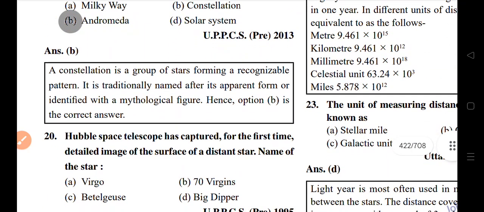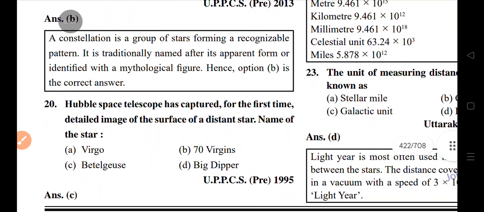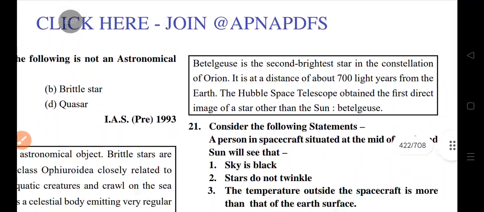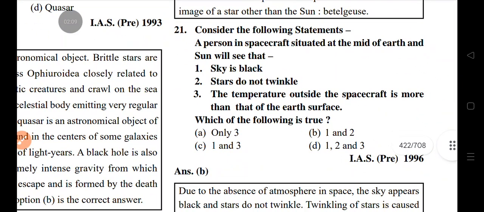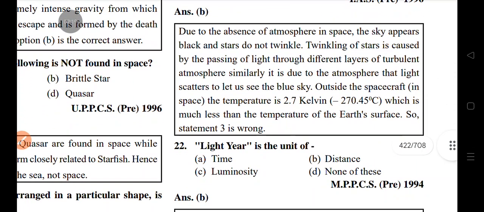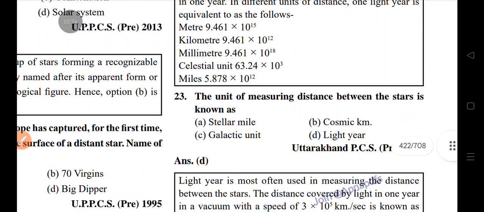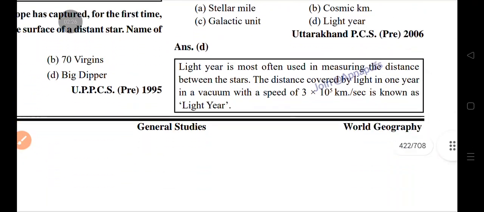The Hubble Space Telescope captured for the first time a detailed image of the surface of a distant star. The name of the star is Betelgeuse. A person in a spacecraft situated at the midpoint of the Earth and Sun will see that the sky is black and stars do not twinkle. The light year is the unit of distance.